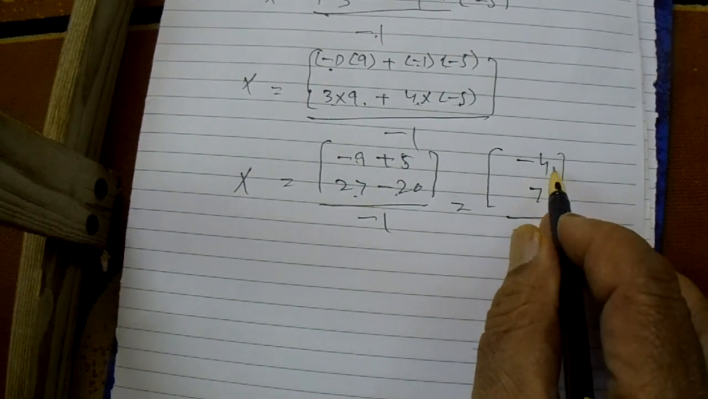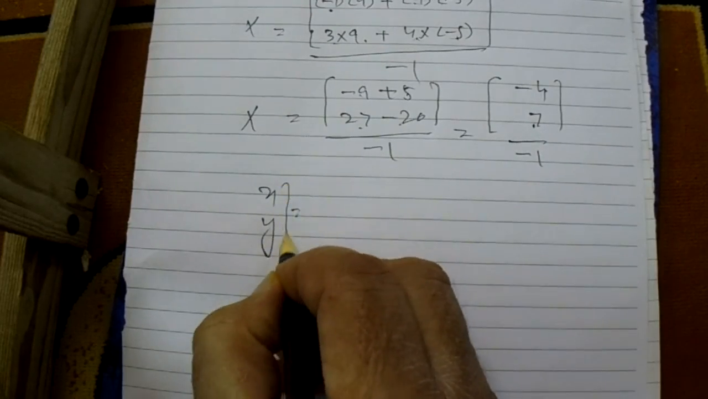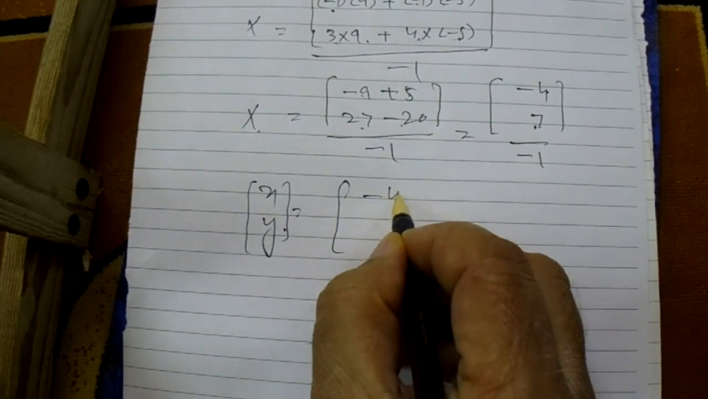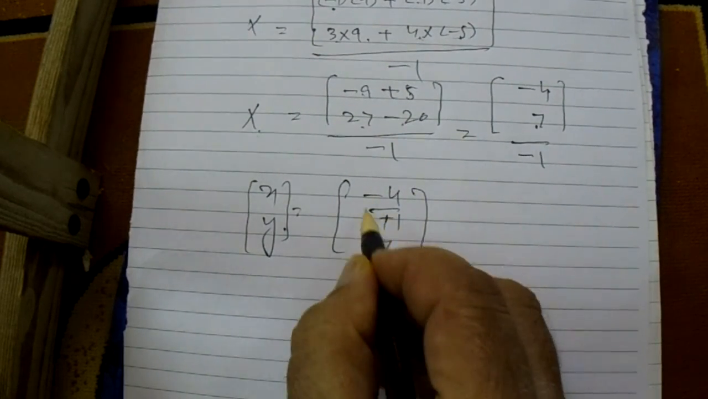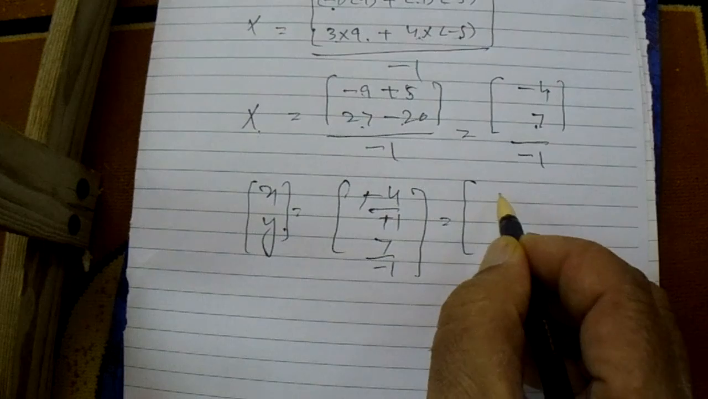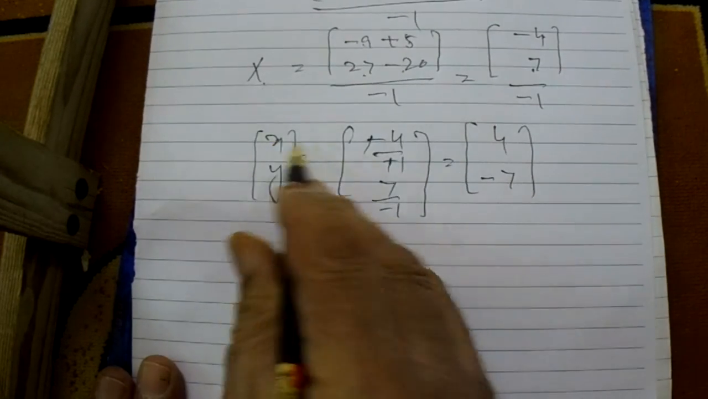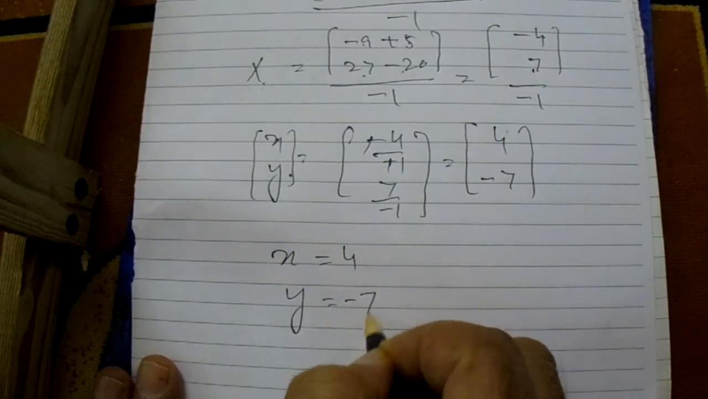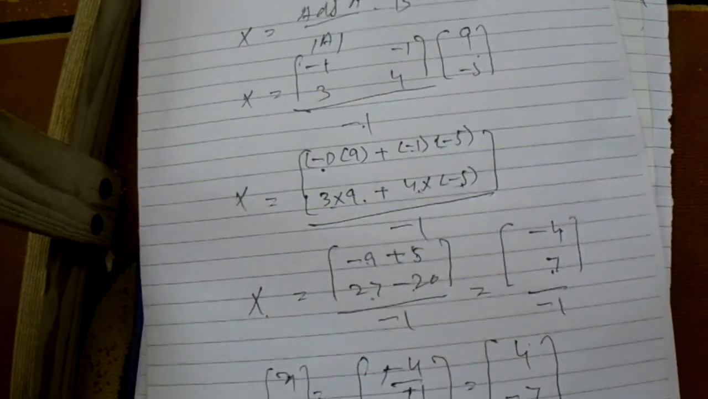Now minus 1 is the denominator of this and this. We write here x and y: x is equal to minus 4 over minus 1 and y is equal to 7 over minus 1. Now this minus will cancel this, and you have 4 and minus 7. So x is equal to 4 and y is equal to minus 7. This is the solution of the sixth part of the question.